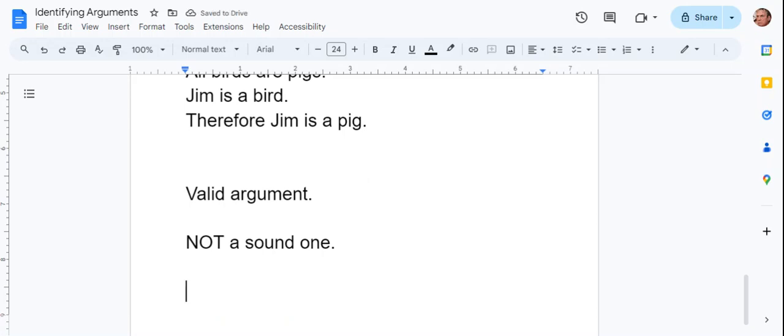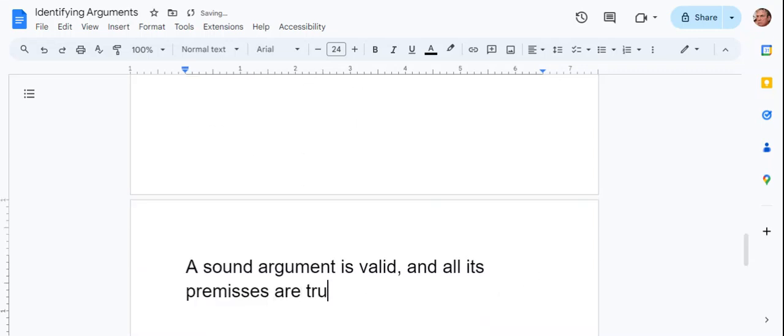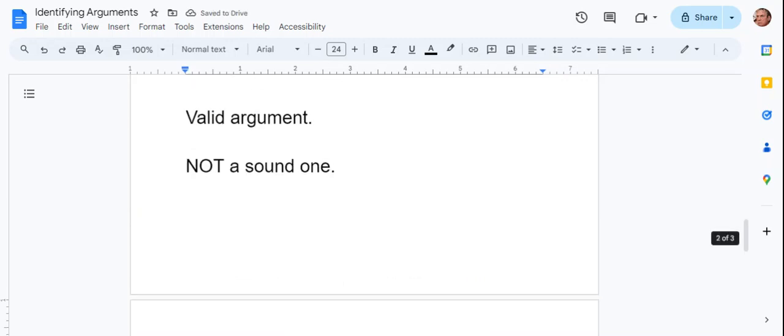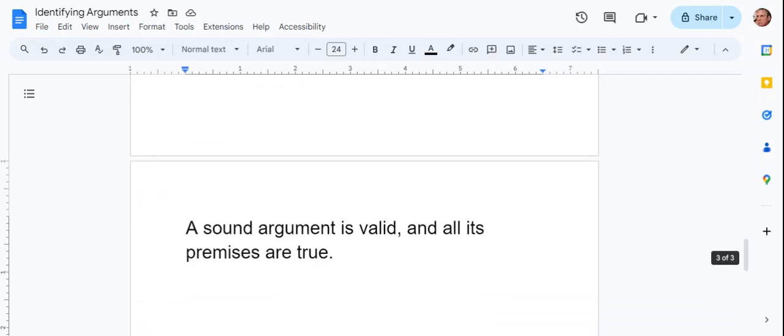What does soundness mean? Soundness is just another term of art for arguments. A sound argument is a valid argument. So sound arguments are valid. And when we say that an argument is sound, we say also that all its premises are true.